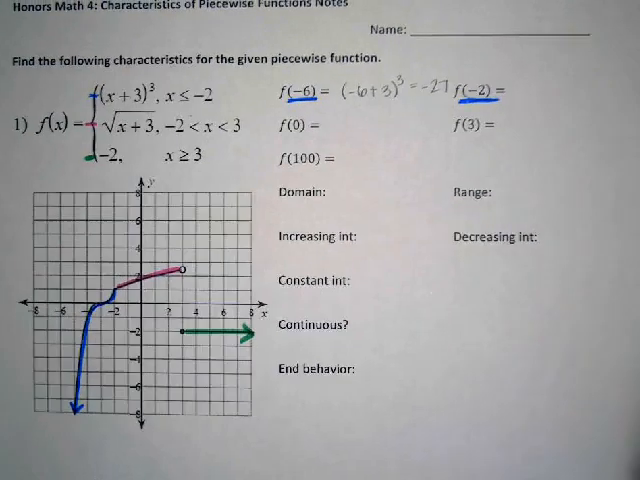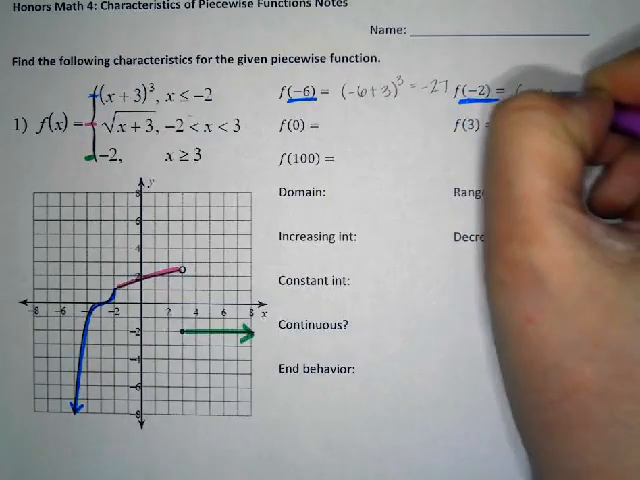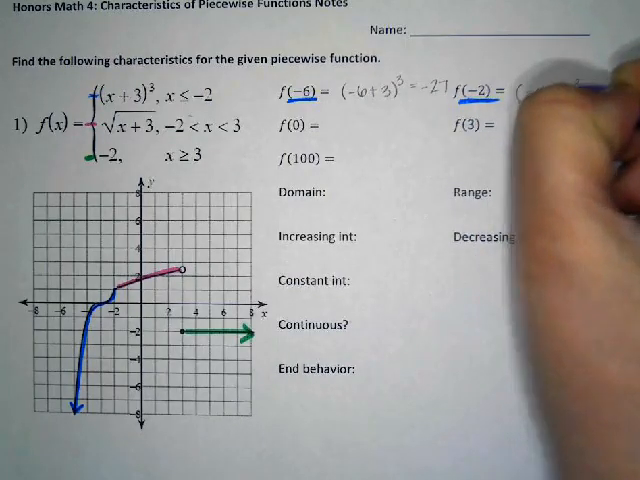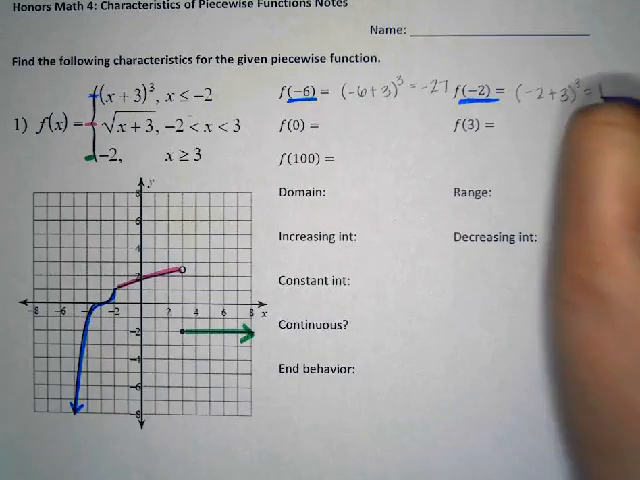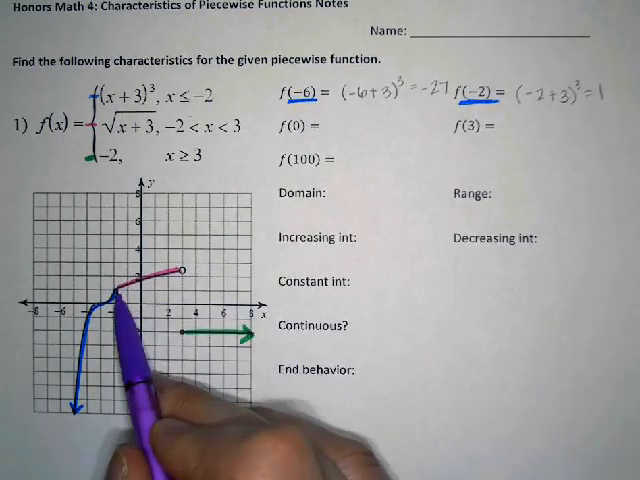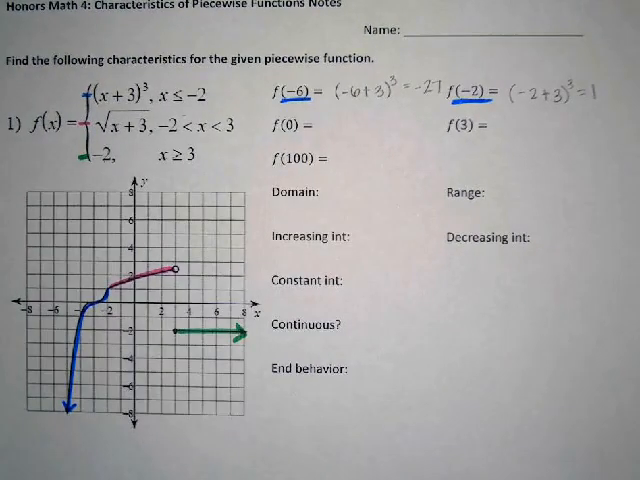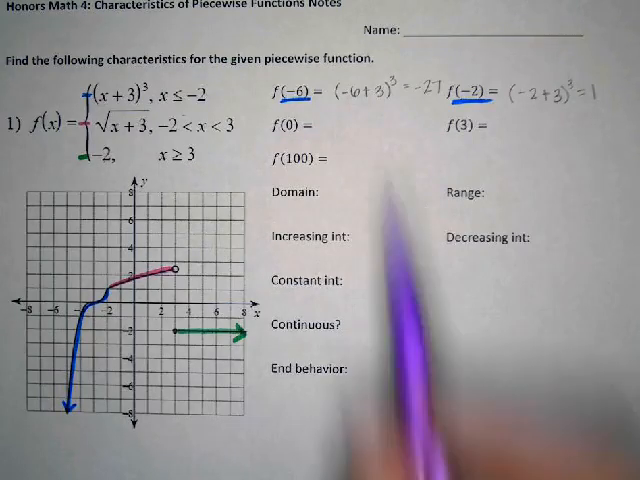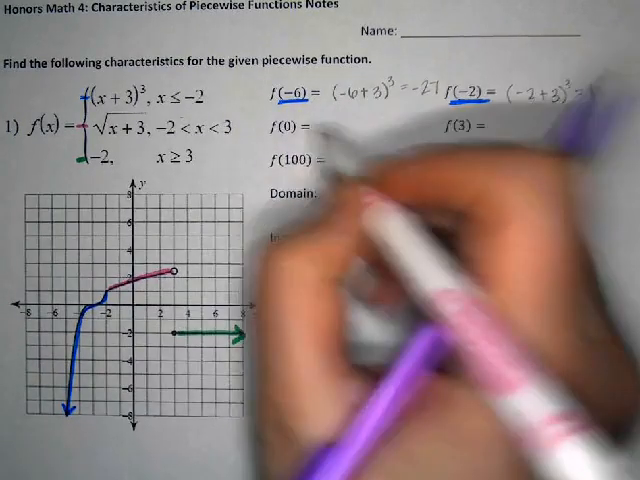What would it be? It'd be 1, yeah. -2 plus 3 is 1. 1 to the 3rd is 1. But you can also see it just from the graph. The y coordinate is 1, so the output should be 1. All right. Which piece would you plug in 0 for? The second one, 0 is between -2 and 3.